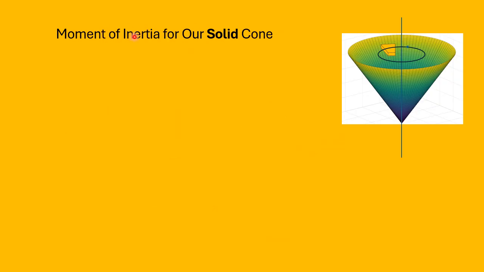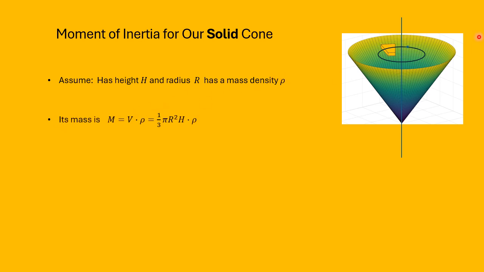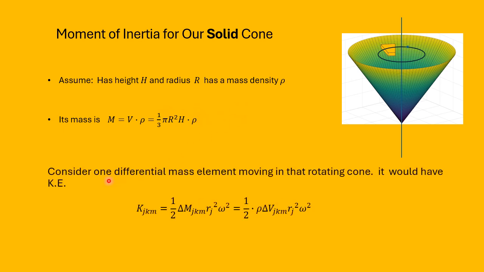So let's look at the moment of inertia for our solid cone. We're going to assume that the cone has height h and radius r and has a mass density rho. Then the mass of this solid cone is just the volume of the cone times the mass density. We're assuming uniform mass density, so V times rho. The volume is 1/3 pi r squared h, and we're multiplying that by rho. So in that case, if we look at one differential mass element moving in that rotating cone, we'll have the following kinetic energy of rotation.